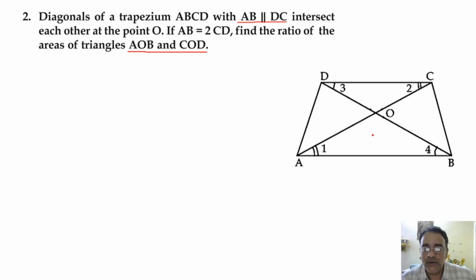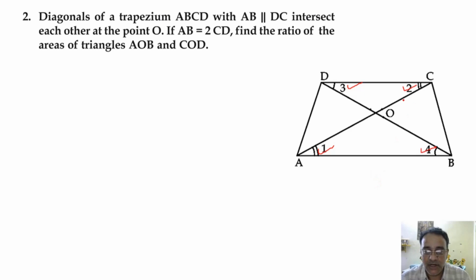Now what we are going to prove, first of all, is that these two triangles are similar. So how will we prove it? Look, angle 1 is equal to angle 2. Why? Alternate interior angles. Right. Angle 4 is equal to angle 3. Alternate interior angles. Right. So these two triangles are similar. By which criteria? AA criteria, a similarity criteria.